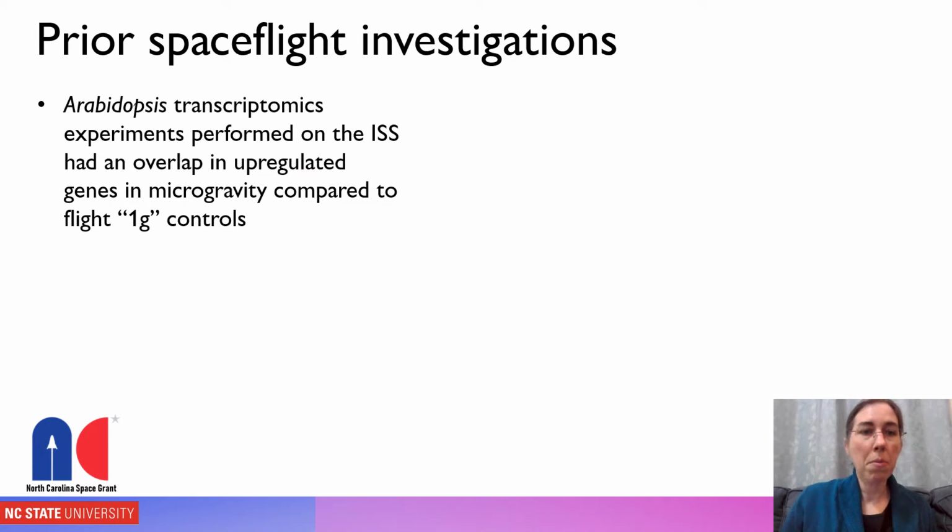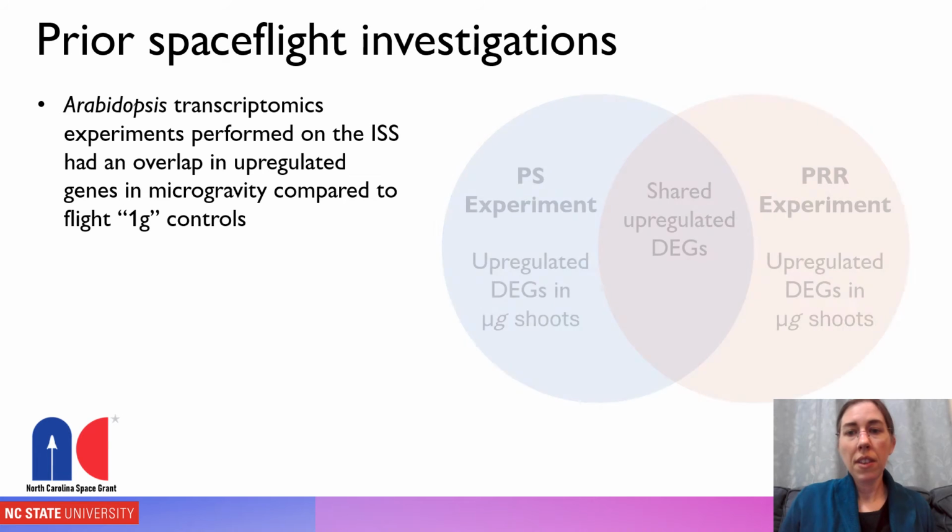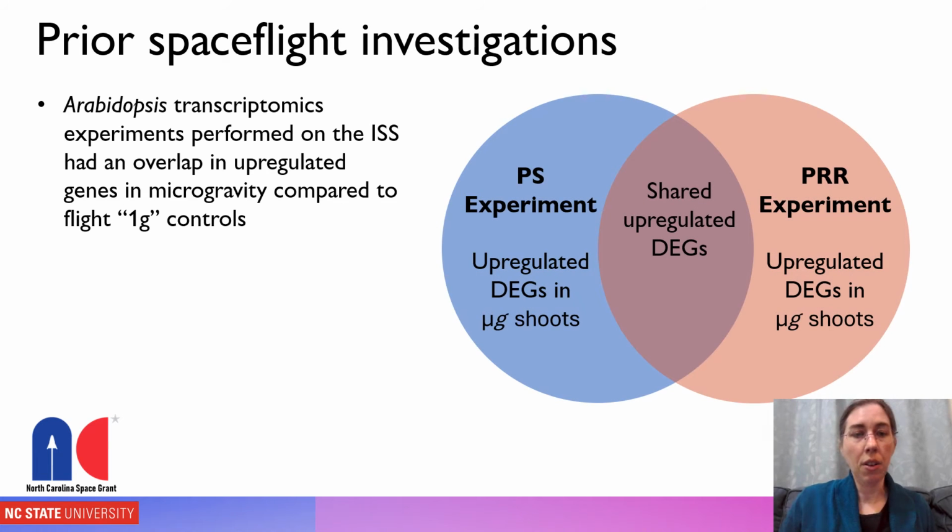Others in my lab previously performed 2 independent experiments on the International Space Station, where gene expression in Arabidopsis plants was compared between microgravity-grown plants and plants grown in a centrifuge that simulated 1G Earth gravity. These 2 experiments had significant overlap in upregulated genes.